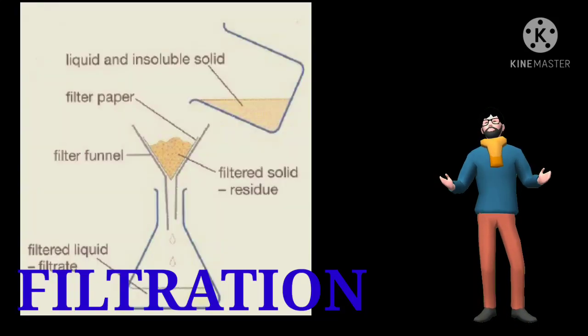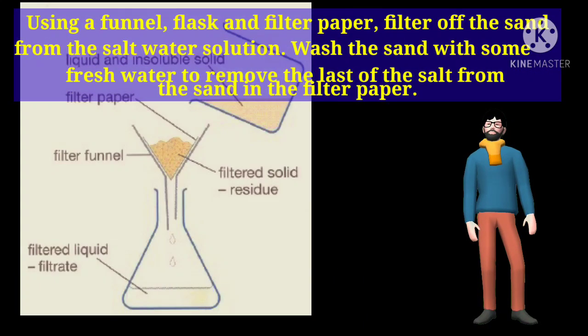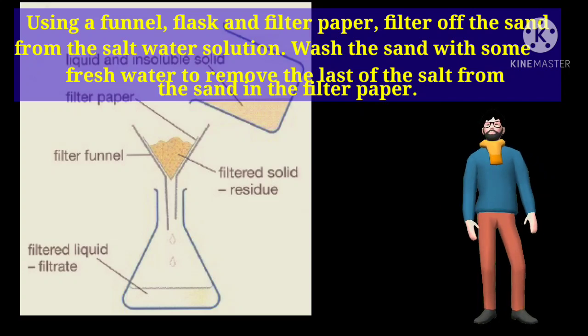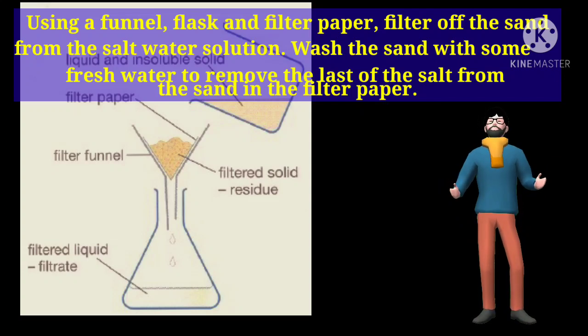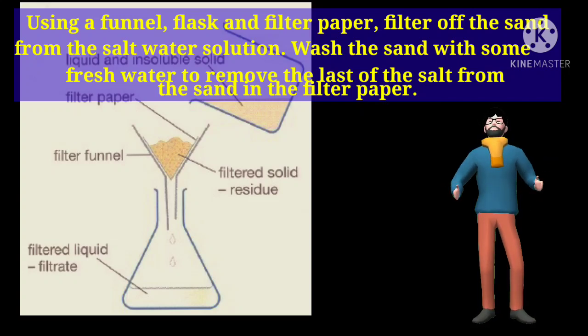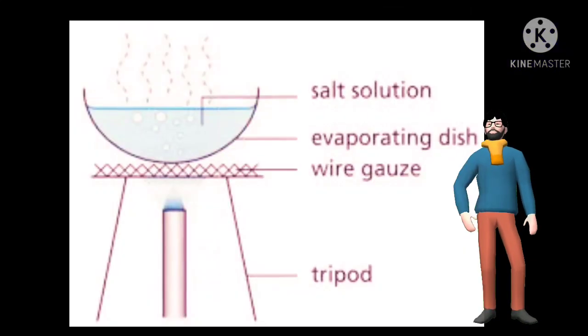So we can separate the sand by the process of filtration. In this process we will use filter paper, funnel and beaker. The mixture of salt, sand and water is allowed to pass through the filter paper. You can see that sand will be separated out on the filter paper as a residue, and you will get the solution of water and salt as a filtrate at the bottom of the beaker. By this process you can separate.